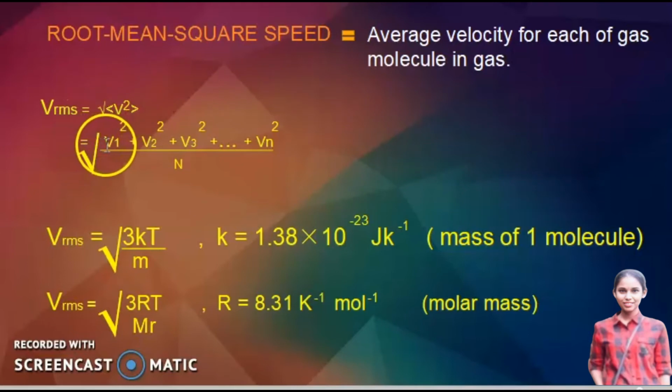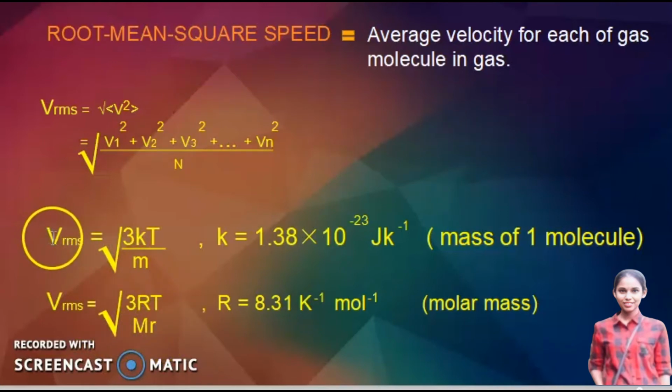How do we write it? VRMS equals square root of V1 square plus V2 square plus V3 square plus so on, and the last molecule Vn square, divided by the total number. Then we will get the VRMS of the particular molecule. Other than this, we have 2 other formulas, which are VRMS equals square root of 3kT over m, and the other one is VRMS equals square root of 3RT over Mr.